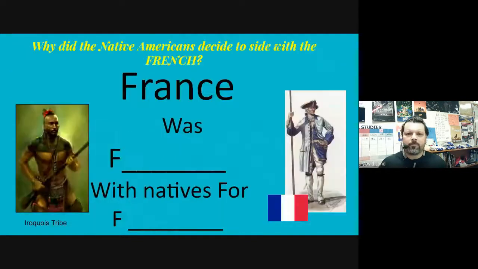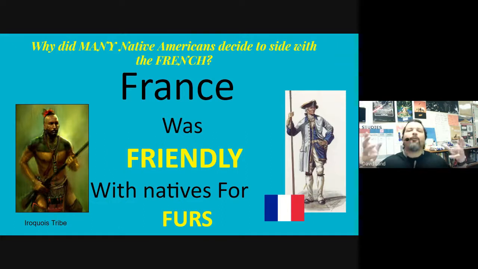Let's move on. Now, let me just remind you real quick. Why did the Native Americans decide to really partner up with the French? Well, remember, France was F with natives for F. So a lot of Native Americans really became close friends with the French, and they decided to join them in this war. So let me show you the answer. You're going to write that down in your note sheet. France was friendly with the natives for furs. Use that F.